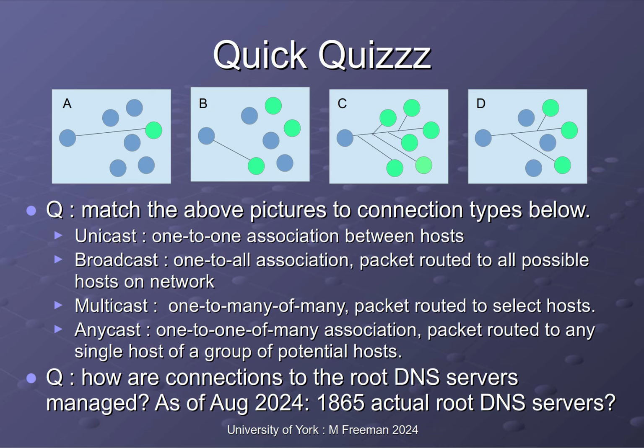Then consider, if we have multiple replicated root DNS servers, I think at the time of recording there's around about 1,865, what type of network connection should we use to connect to these? And as always, we'll go through the answers in the lecture review session.